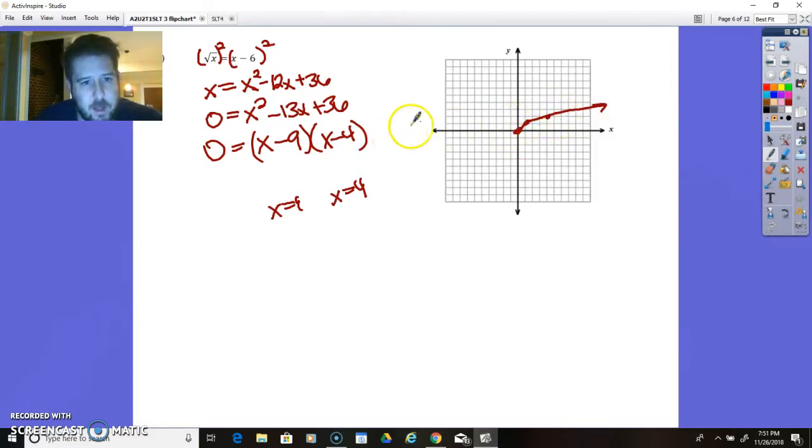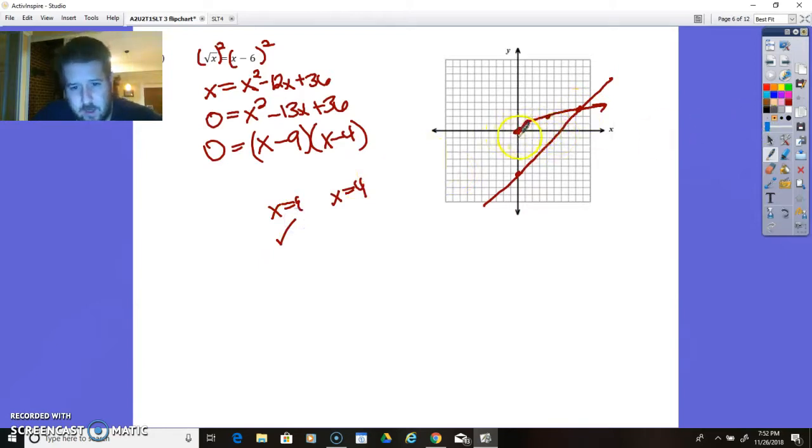I might have missed it on the last one. And x minus 6. 1, 2, 3, 4, 5, 6. There it is. And up one, right one looks like this. And it's going to hit at 9, 3. Yes, 9, 3 is where it's going to hit. So that is not extraneous.